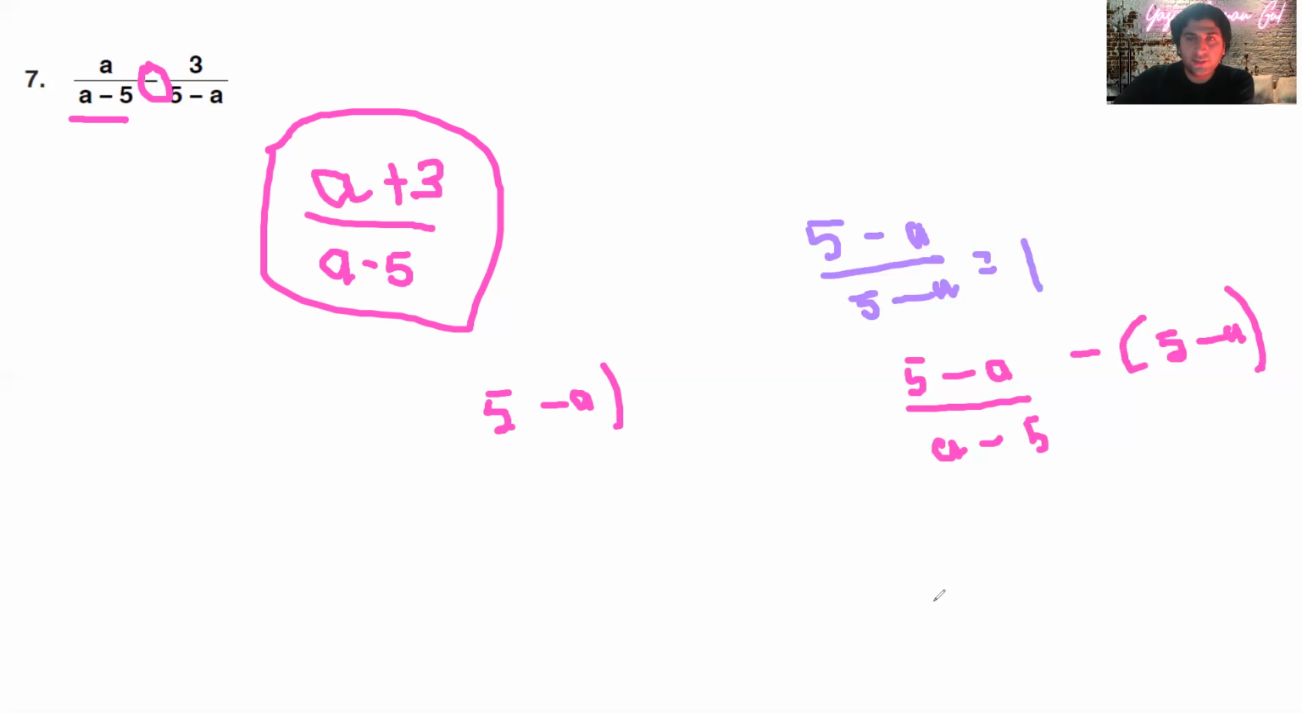Okay, this one is 5 minus a and 5 minus a, that I was speaking about, that rule, before I forget it. So 5 minus a divided by a minus 5 is basically negative 1, right? So this is negative 1, then negative times this negative will be positive, so a plus 3 over a minus 5. All right, next question.